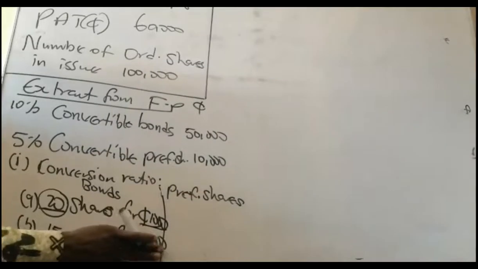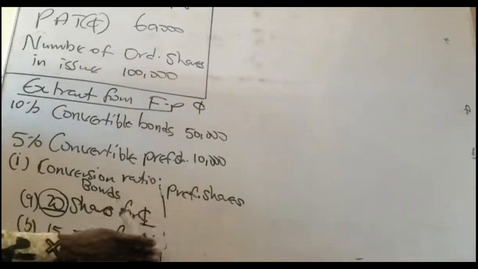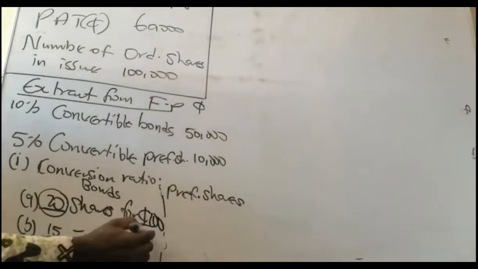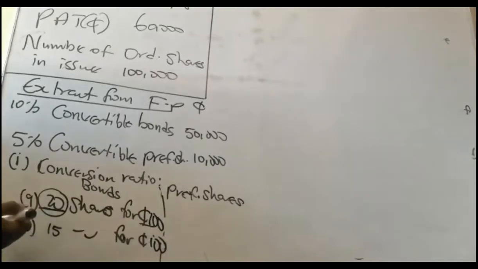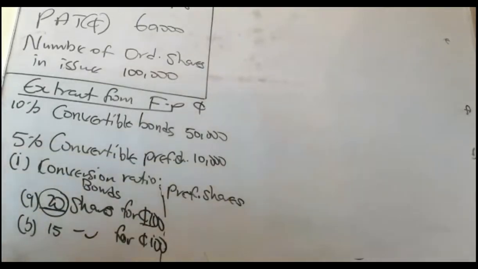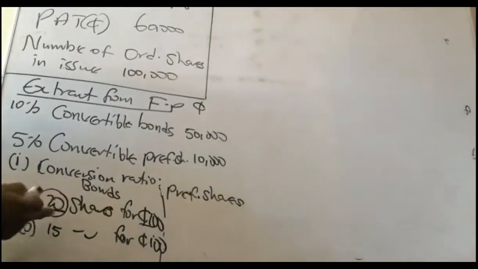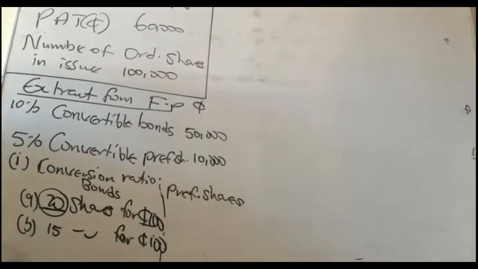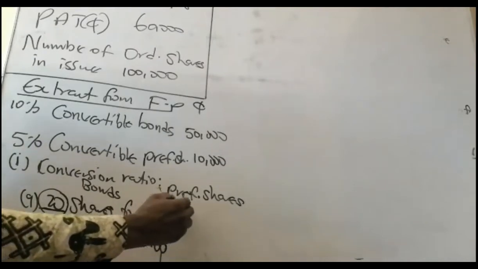So for every 20 shares, counts for 100 debts. That is perfect. So it will be 20 shares for every 100 Ghana cedis of debt. Let's go to the preference shares.